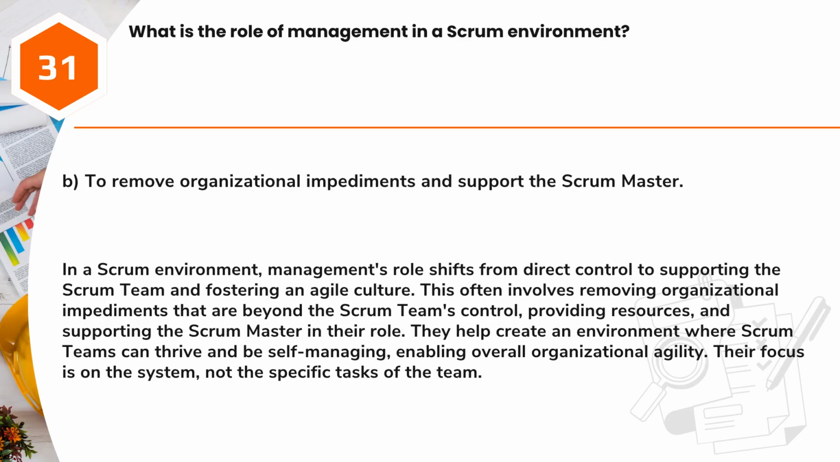Answer, B. To remove organizational impediments and support the Scrum Master. In a Scrum environment, management's role shifts from direct control to supporting the Scrum team and fostering an agile culture. This often involves removing organizational impediments that are beyond the Scrum team's control, providing resources, and supporting the Scrum Master in their role. They help create an environment where Scrum teams can thrive and be self-managing, enabling overall organizational agility. Their focus is on the system, not the specific tasks of the team.